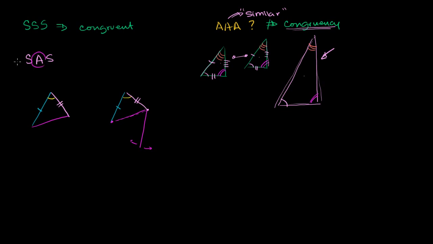So this angle, let me do that in the same color. This angle in between them, this is the angle. This A is this angle and that angle. It's the angle in between them. This first side is in blue, and this second side right over here is in pink. And well, it's already written in pink.